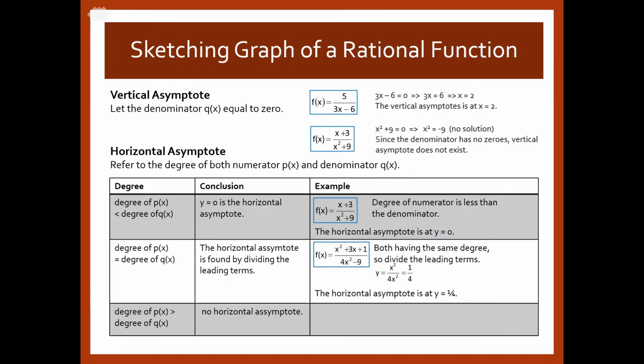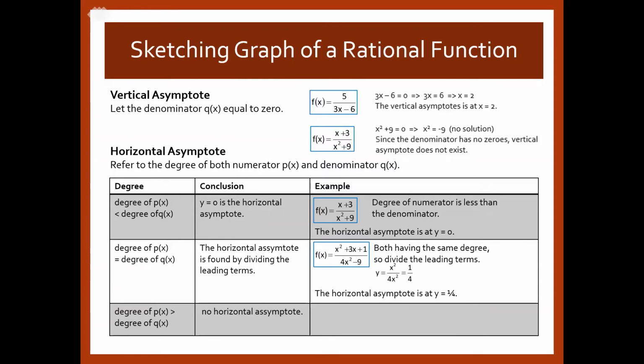Refer to example 1, f(x) equal to (x plus 3) over (x squared plus 9). As the degree of p is 1 and the degree of q is 2, p is less than q. Therefore, the horizontal asymptote for this function is at y equal to 0.